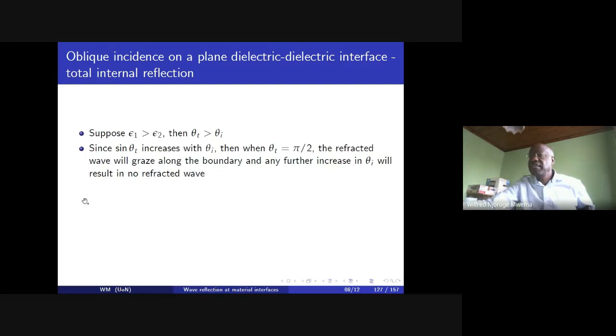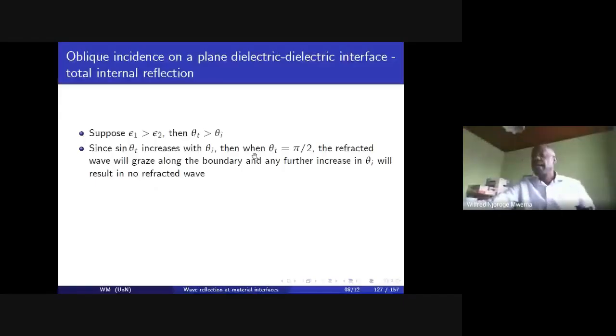Then we say that the refracted wave will graze along the boundary, and any further increase in theta I will result in no further refracted wave. There will be no refracted wave. And now we have what we call total reflection at the interface. And since we are inside a denser material, we can say that the light did not leave the region where we are generating it. It didn't go outside. So if it's in the room, it just stays in the room. And therefore we call this total internal reflection condition.